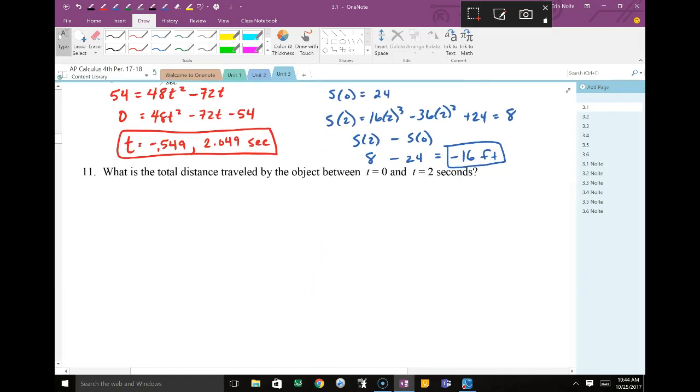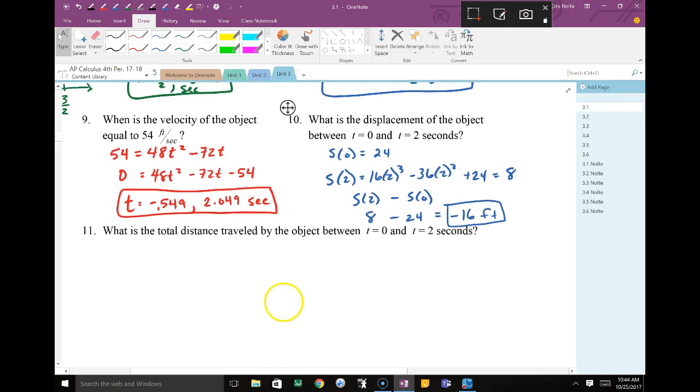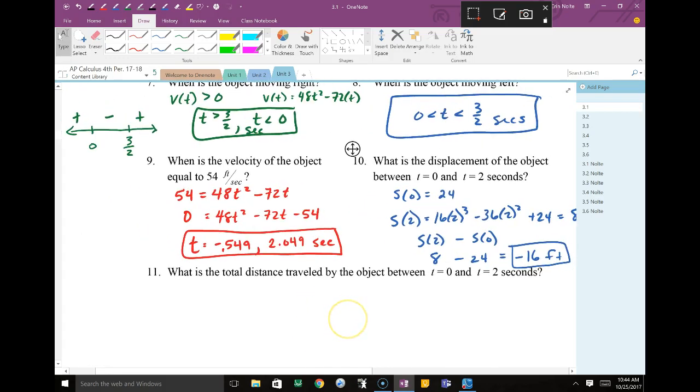Okay, now total distance. How am I going to figure out total distance? Okay, so this is going to be important. Any time that I stopped and then turned around, I have to know my position at those places. So we need to know our position at the start time and the finish time, and any time we stopped in between, right? When we stopped and turned around. Okay, so between 0 and 2, where were the two places that we stopped and turned around?